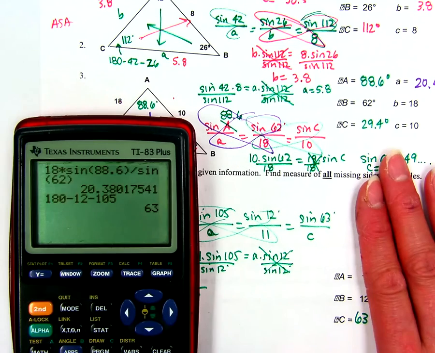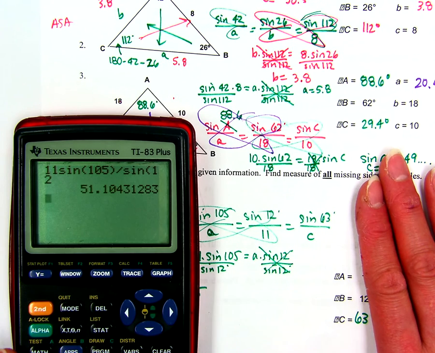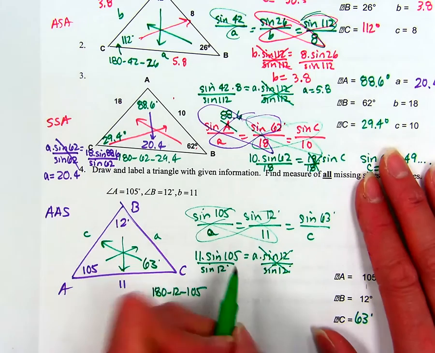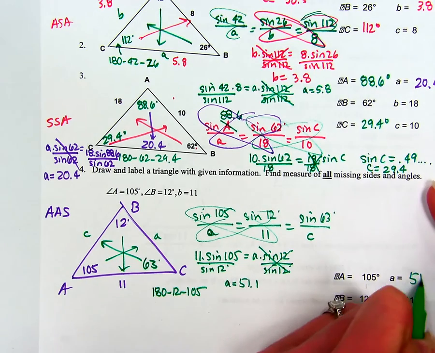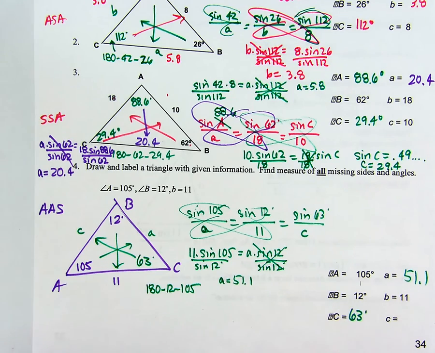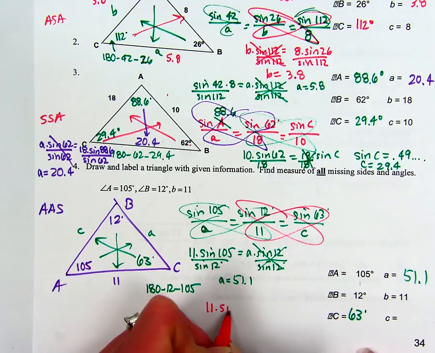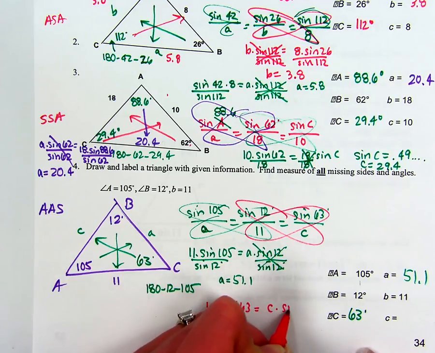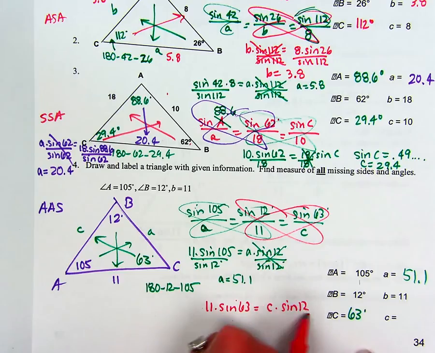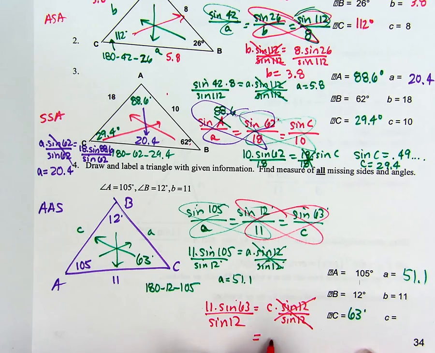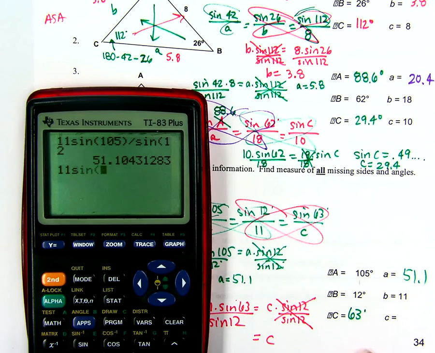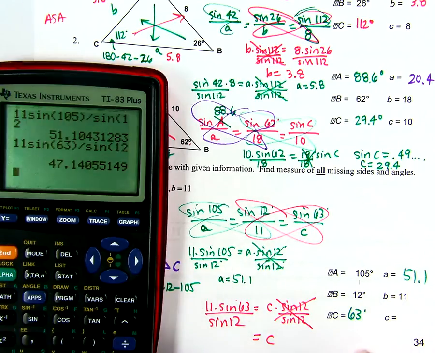All right, so now you just type this in your calculator. 11 sine 105 divided by sine of 12. All right, so that gives me A to be 51.1. And then last thing I need to cross multiply again. So I'm going to use these two fractions. So 11 times sine of 63 equals C times sine of 12. I want C by itself, so to undo the thing that's being multiplied next to it, you divide it and type that in your calculator. 11 sine of 63, close your parentheses, divided by sine of 12, and you get 47.1.